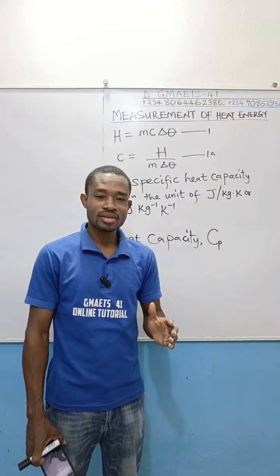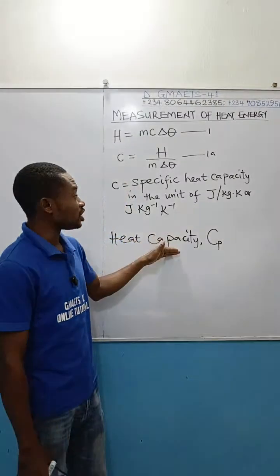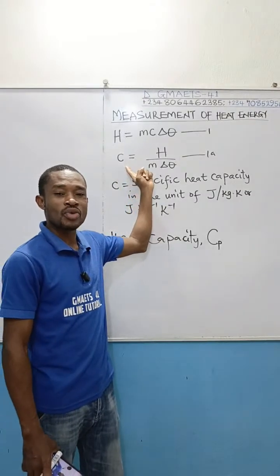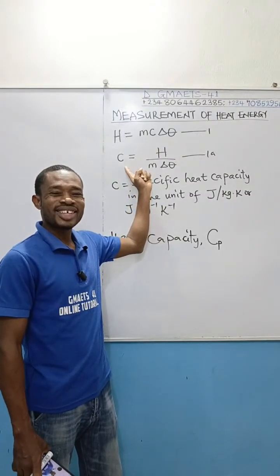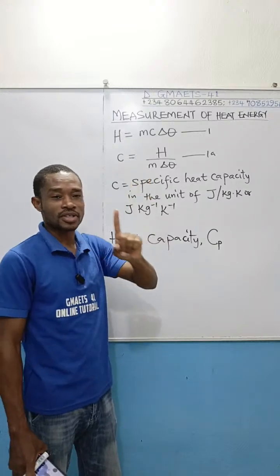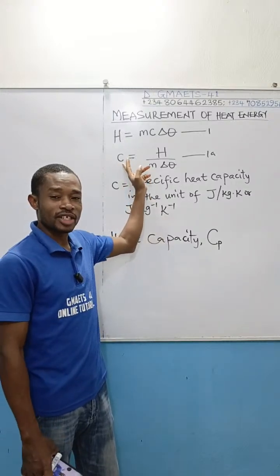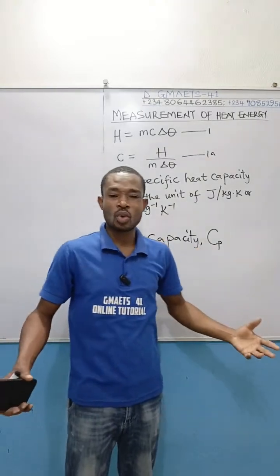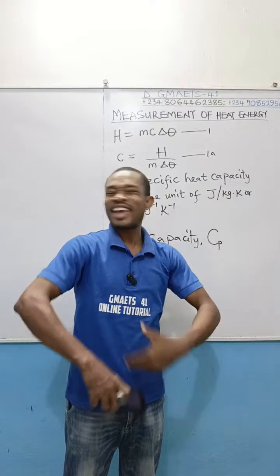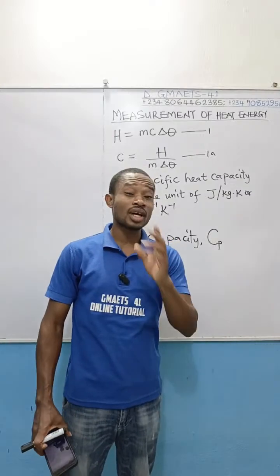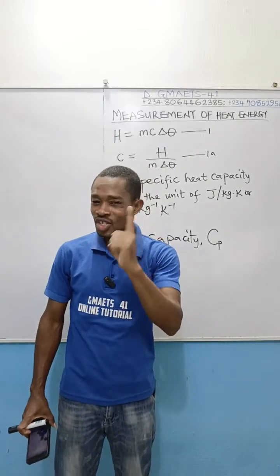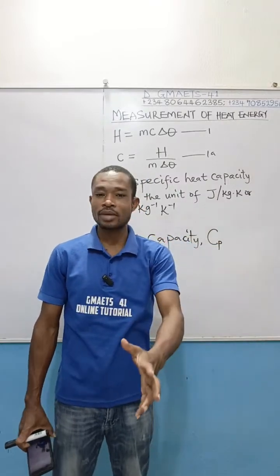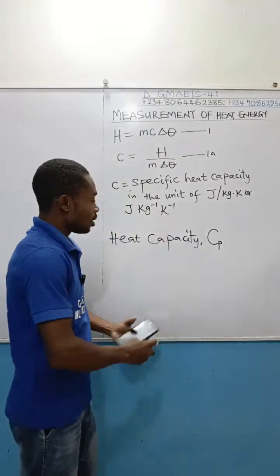Does this make sense? The difference between this definition and this is that specific heat capacity is the quantity of heat required to raise the temperature of 1 kilogram of a substance. But in the case of heat capacity, it is simply the quantity of heat required to raise the temperature of any mass of a substance. And when we talk about any mass, please, it is not 1 kilogram mass. It can be any value of mass of that substance, but not 1.